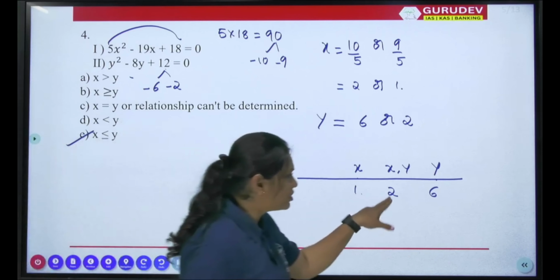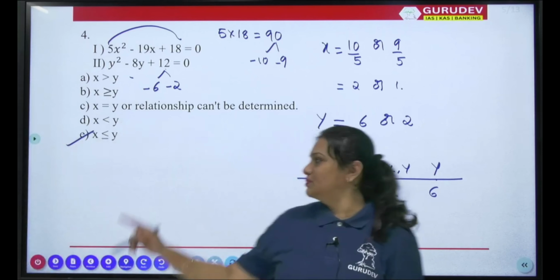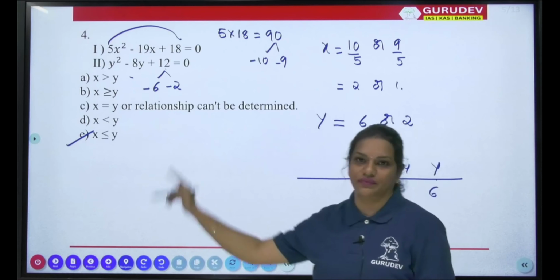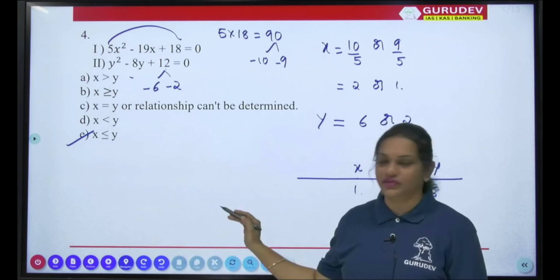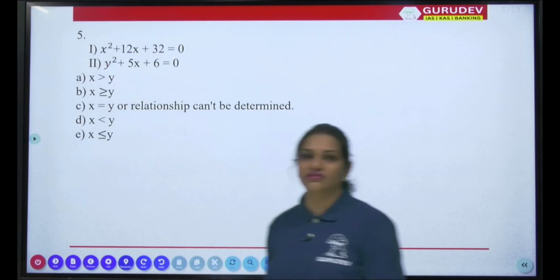Since we are having common roots for x and y, we will be getting x less than or equal to y. Is it clear? I hope it is clear for everyone. Let's take question number 5.